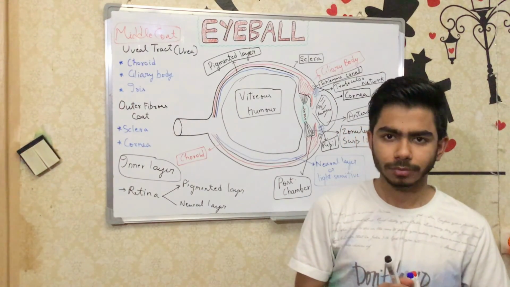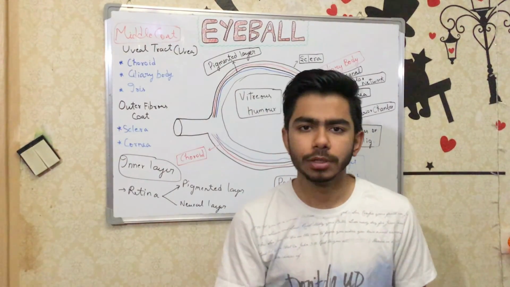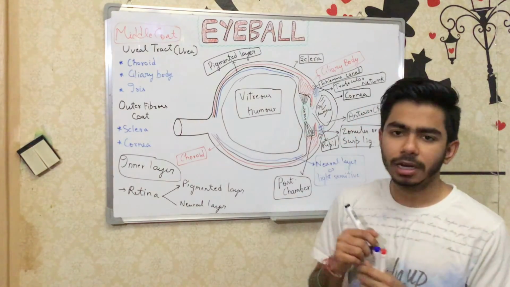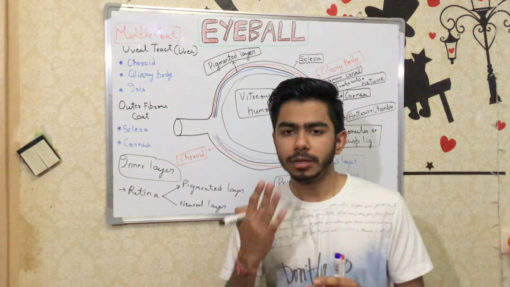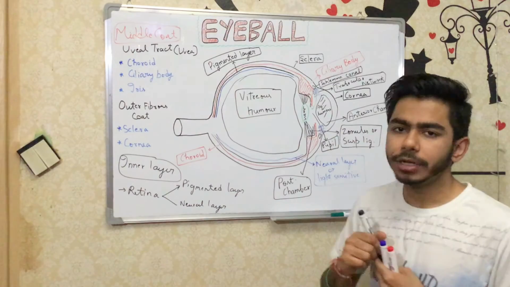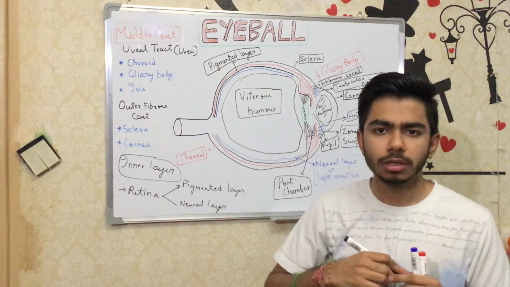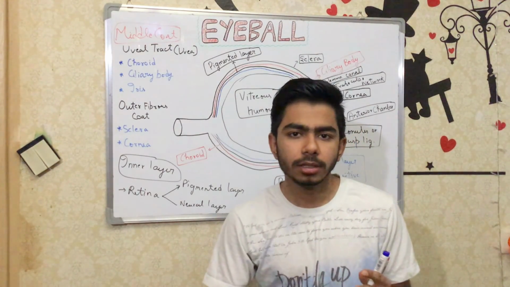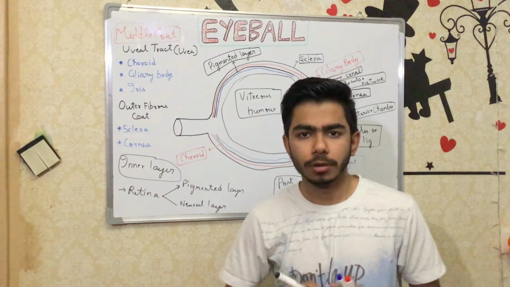So in accommodation, if we want to see objects nearer to us, the property that comes into play is accommodation. Accommodation helps in the contraction and relaxation of these zonules or suspensory ligaments, and our eye is able to focus on nearer or far objects. So the zonules and the ciliary body are responsible for the accommodation of the eye. They are contradictory to each other. For example, if the ciliary body contracts, the zonules relax, and if the zonules contract, the ciliary body relaxes. So they work contradictory to each other.